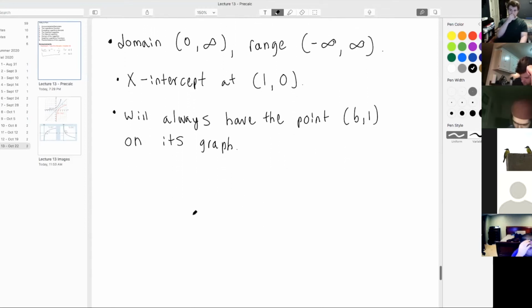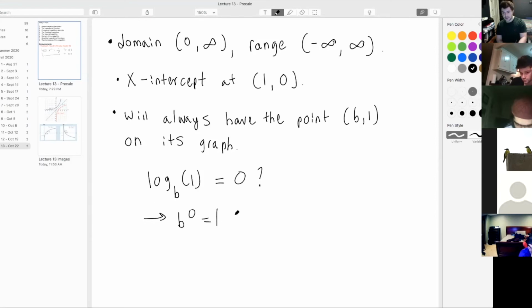Okay. So let's think about why these two things are true for a second. Why will it always have (1, 0), and why will it always have (b, 1)? Okay, let's look at the first one, (1, 0). That means that log base b of 1 is 0. Is this true? That's what the coordinate means. If (1, 0) is on the graph, that means that this equation is satisfied. Well, go to exponential form. This is b to the 0 equals 1, which is true. That's why (1, 0) is on the graph.